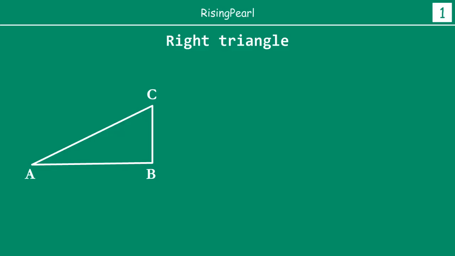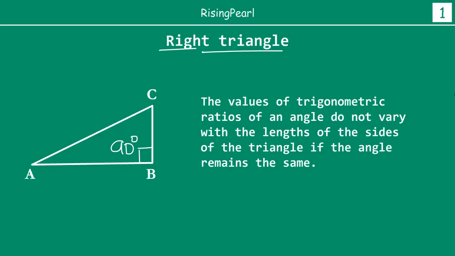Whenever we talk about trigonometric ratios, we always talk about them in the context of a right triangle. So here we have a right triangle ABC and angle B is 90 degrees. So it's important to understand that whenever we talk about trigonometric ratios, they are always in the context of a right triangle. Second very important point, we have seen this earlier in one of the webisodes, is that the values of the trigonometric ratios of an angle, they do not change with the lengths of the sides as long as the angle remains the same.